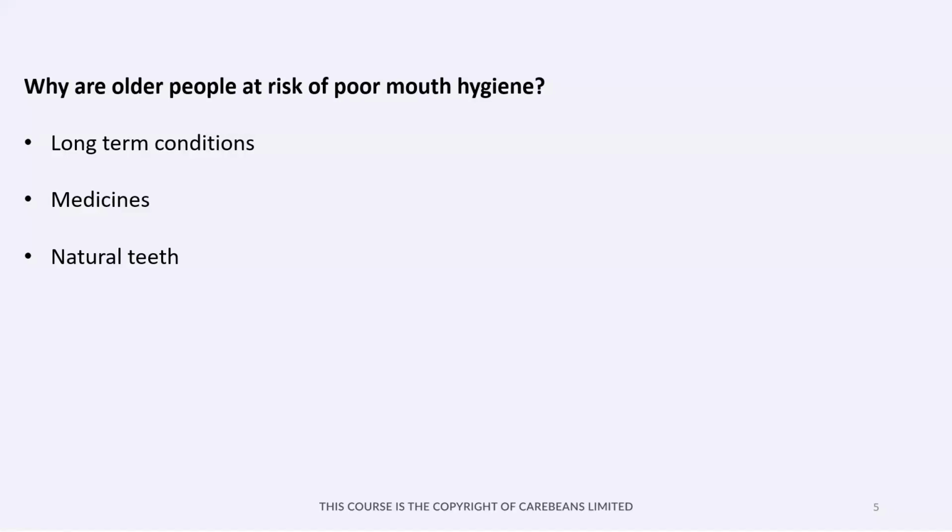So long-term conditions, things like arthritis, for example, or Parkinson's disease, or people with dementia, they may find it harder to give themselves good mouth care. So, for example, they might find it harder to hold a toothbrush, to actually visit the dentist for appointments, or to maintain good oral hygiene and things like that.